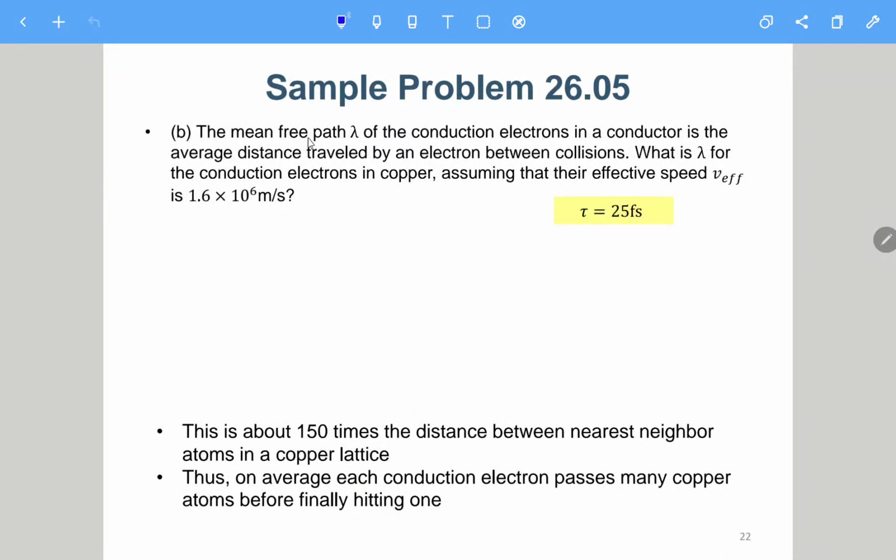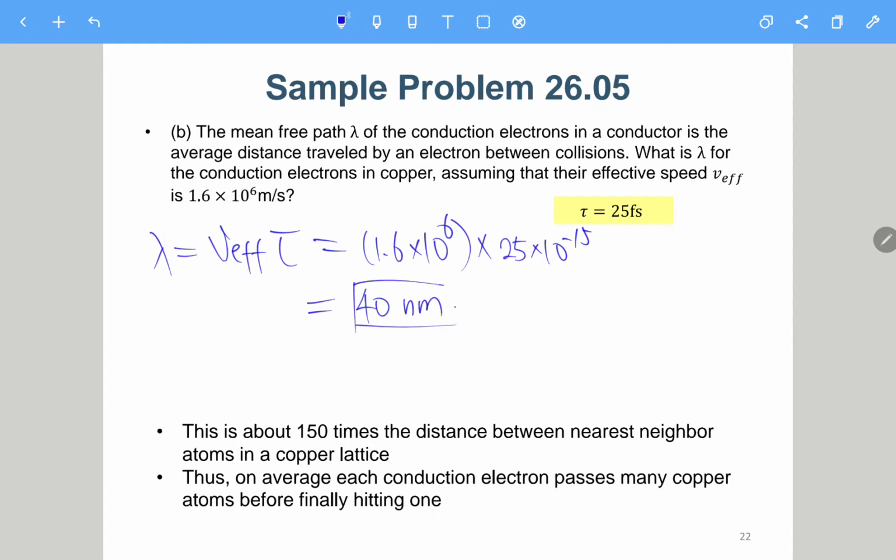It also asks for the mean free path lambda of the conduction electron, which is the average distance traveled by the electron between collisions. What is lambda for the conduction electron in copper, assuming that their effective speed v is 1.6 times 10 to the 6th meters per second? This is simple mathematics: lambda equals v effective times tau, like s equals vt. So 1.6 times 10 to the 6th meters per second times 25 times 10 to the minus 15 seconds is 40 nanometers, or 40 times 10 to the minus 9 meters.